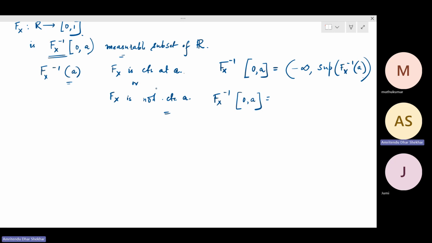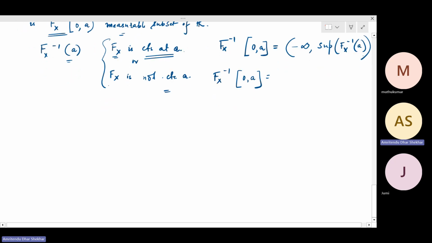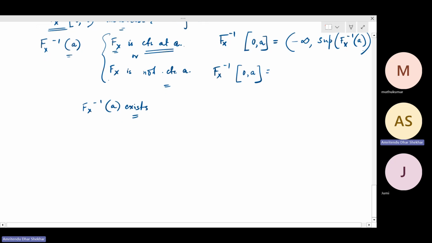So let's say F_X is discontinuous at a. Actually, this is not the right term to use. What I mean is basically as follows. There are two possibilities. One is F_X inverse of a exists, and this exists and is not a null set. And the other possibility is that F_X inverse of a does not exist.